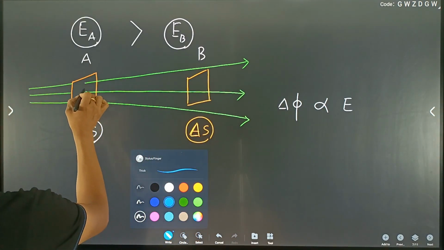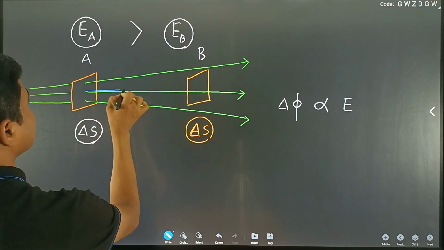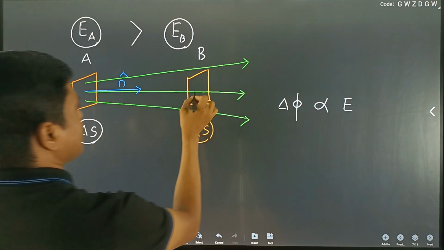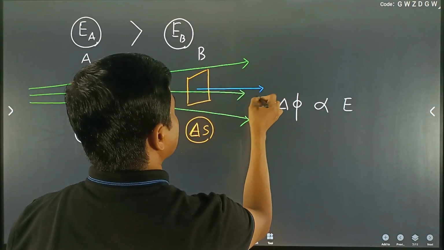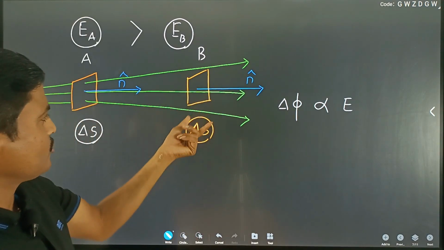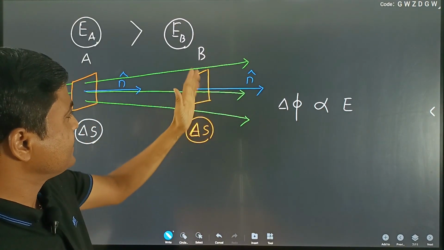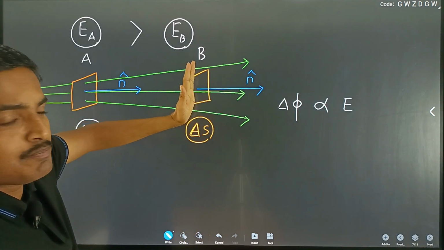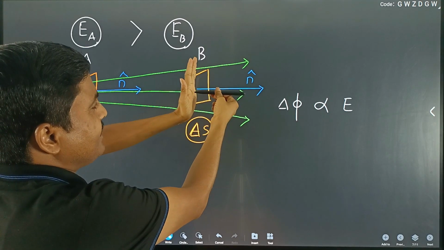And in this case, this is the direction of the area vector. We write that as n cap. Here also this is the direction of the area vector. We write that as n cap. And the small area element is perpendicular. In this case, the small area element is perpendicular to the electric field lines.